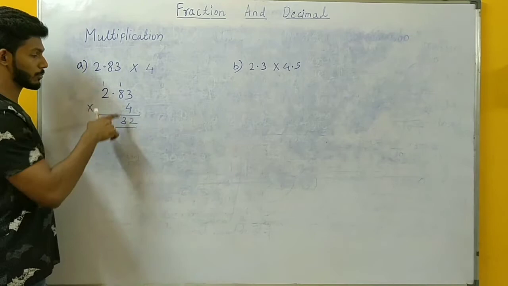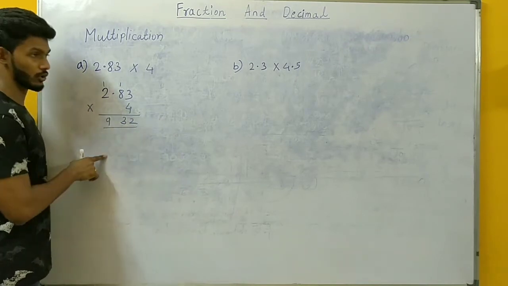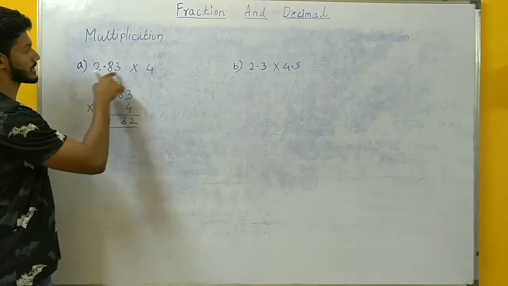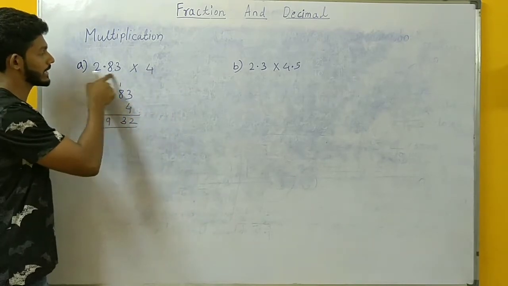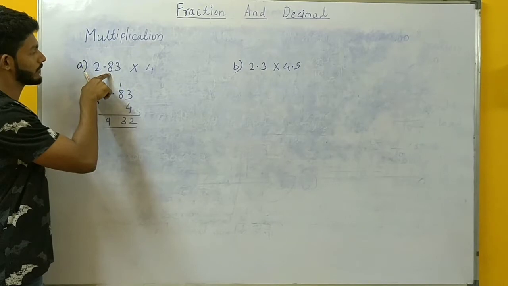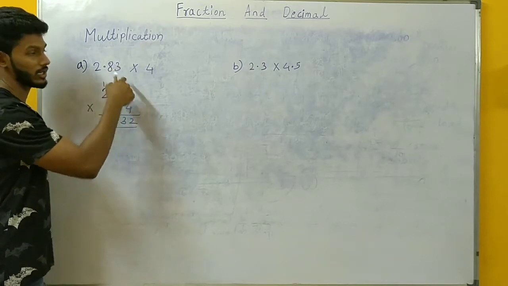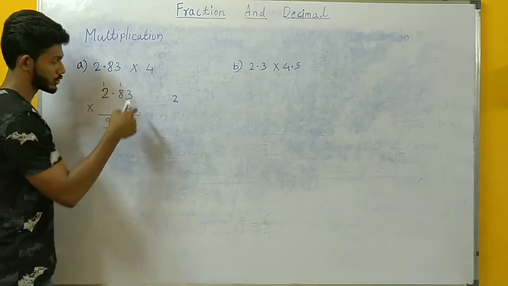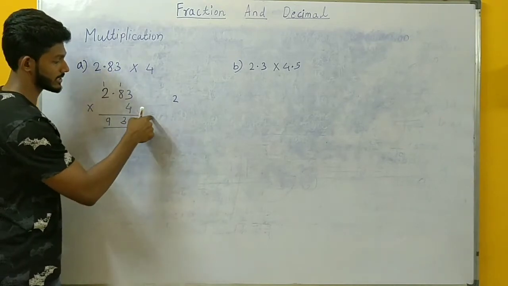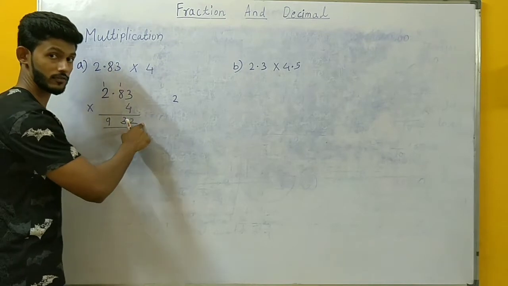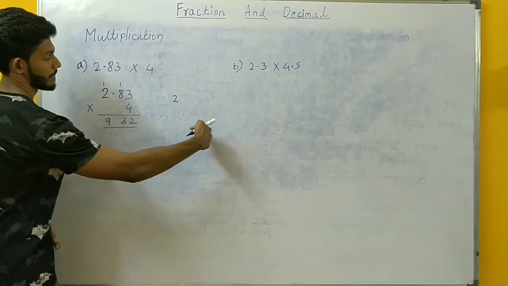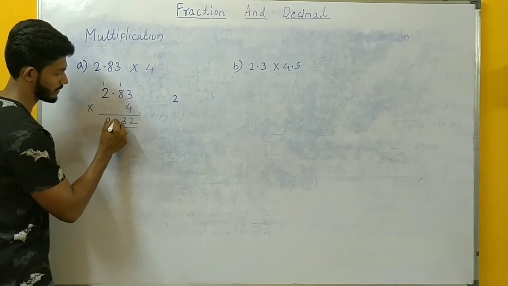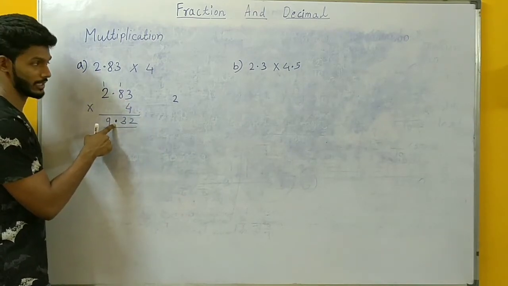Now it's time to put the decimal point in this product. As you can see here, of both these numbers we have a decimal point only in this number, and we have 2 digits after the decimal point. So in the answer we are going to insert the decimal point after 2 digits starting from the right hand side. So 1 and 2. Our answer will have the decimal point over here.